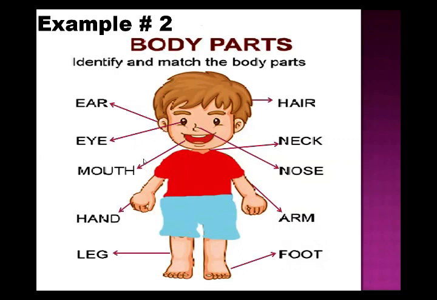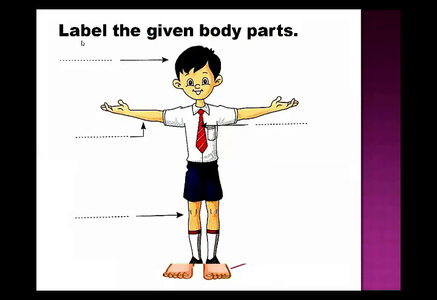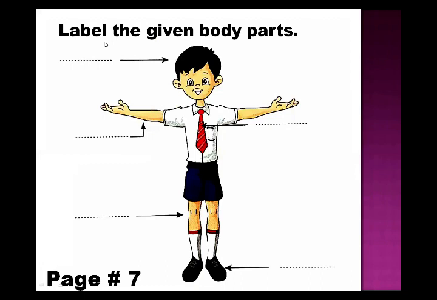Okay, I have one activity for you. Label the given body parts. This is your book activity and it's present in your book, page number 7. See the picture very carefully and label the body parts. How to label this? This is head, this is arm, this is chest, this is knee, and this is foot. You will solve this activity in your book, page number 7.